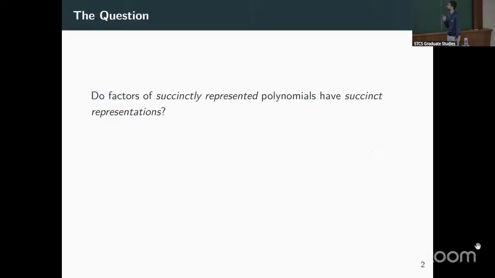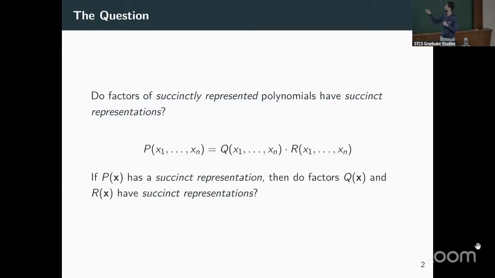So the key question here is, are factors of succinctly represented polynomials succinct? What I mean is, let's have a polynomial P, and it factors into Q times R. If P(x) has a succinct representation, do the factors Q and R have a succinct representation? Now, what do I mean by succinct representation? We saw this in Robert's talk also, but let me repeat.